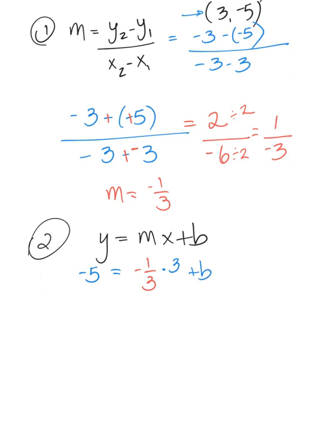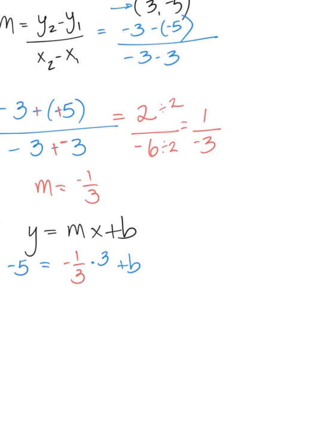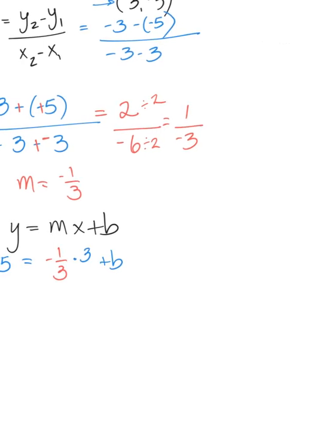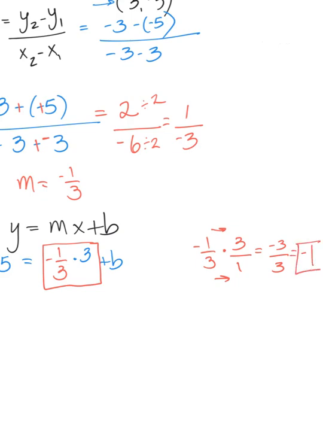Okay, and I'm going to sneak over here, because remember, I need to simplify this right here. So I'm multiplying a fraction times a whole number. So when I do that, I'm going to make my whole number 3, I'm going to put that over 1 and then multiply straight across. So I get a -3 over 3, which when I divide -3 by 3, I get a -1.